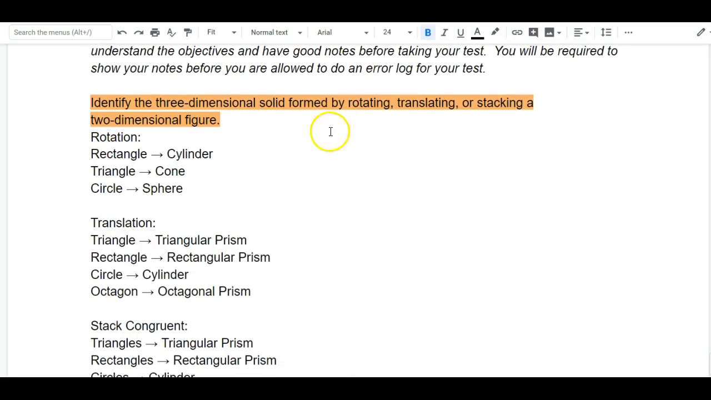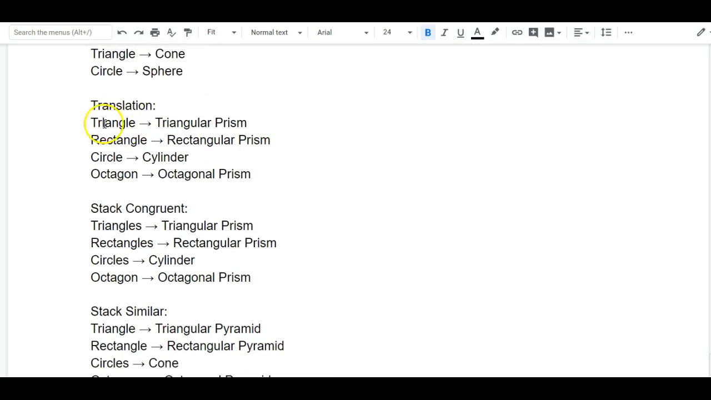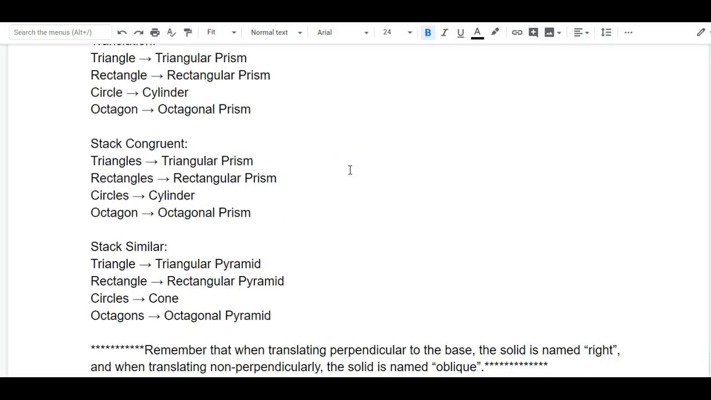how three-dimensional solids are connected to two-dimensional figures. So we saw how you can form these solids, the cylinder, the cone, and the sphere, by rotating rectangles, triangles, and circles. We saw how you can translate polygons, here we have a triangle, rectangle, and octagon. When you translate them, you end up with prisms, right? And if you translate a circle, you end up with a cylinder.